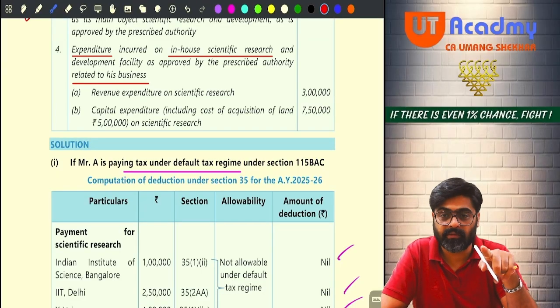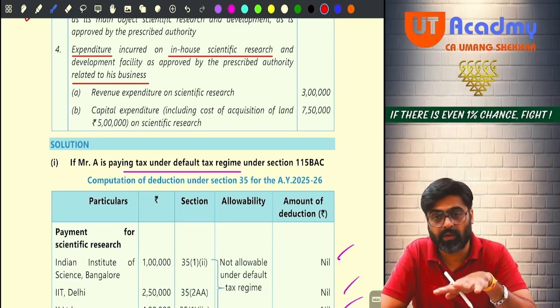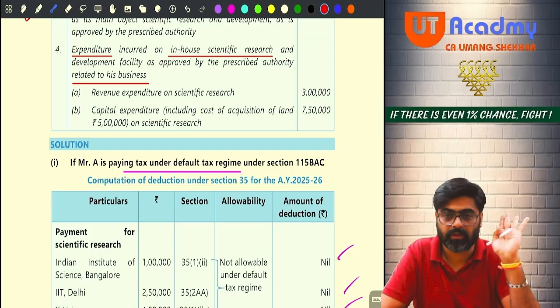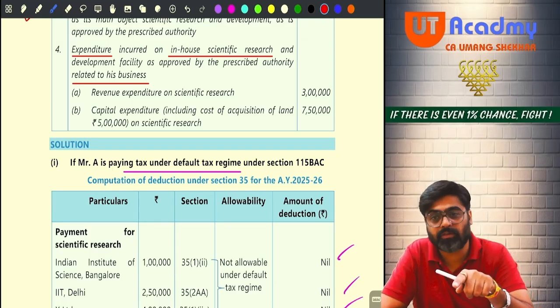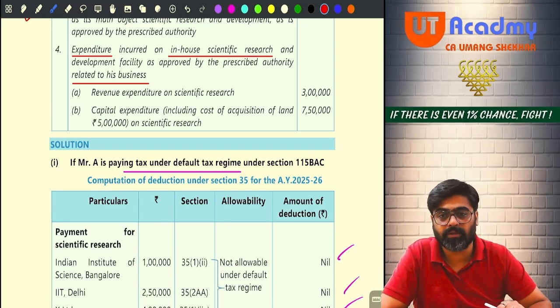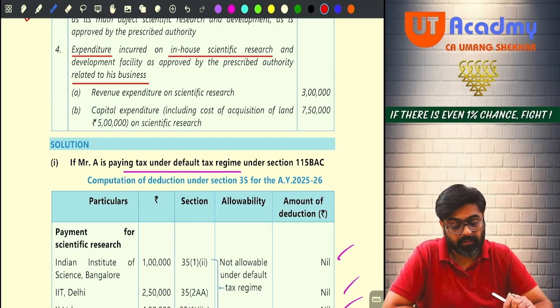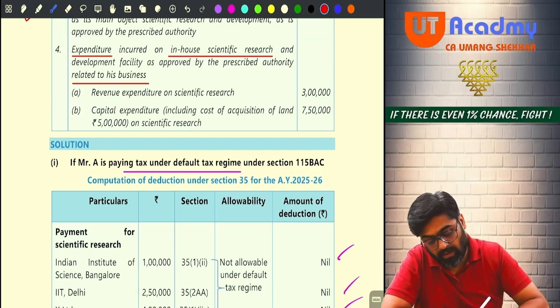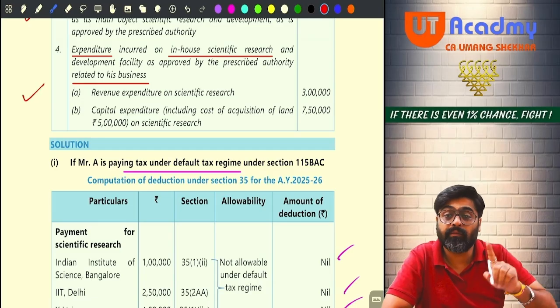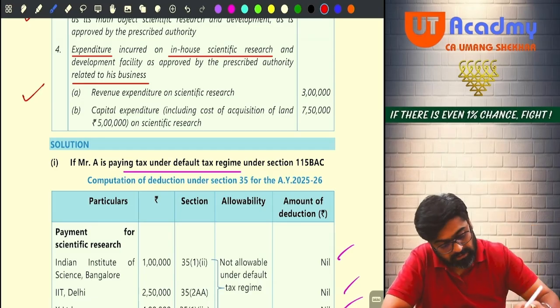Now all the scientific research which you are doing in-house was related to your business. On that in-house scientific research, you are incurring such expenditures. What expenditure are you incurring? Revenue expenditure. Will it be allowed? Yes. And even if you are following 115BAC, still it will be allowed.